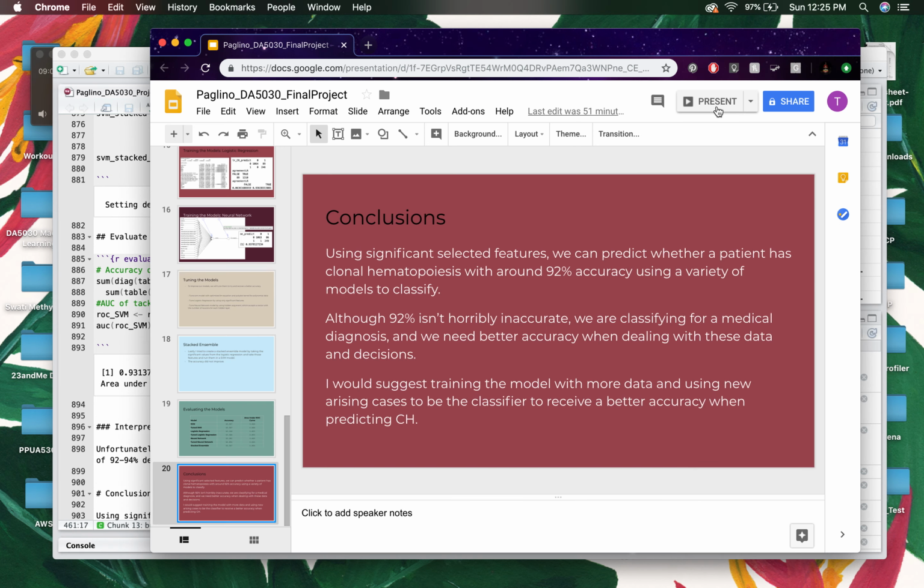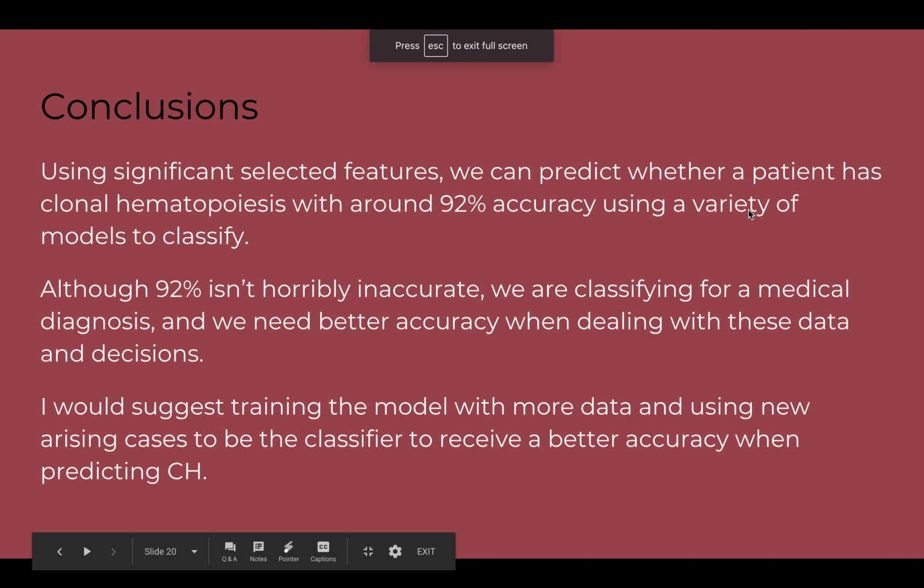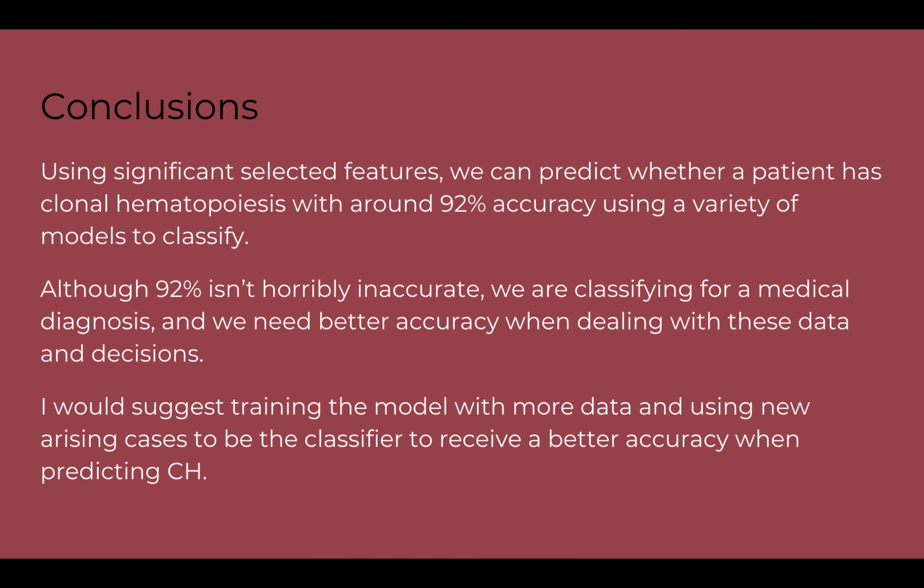And lastly, I just want to go over some conclusions that I had about my model. So using the significantly selected features, we can predict whether a patient has clonal hematopoiesis with around a 92% accuracy using a variety of different models to classify. Although 92% isn't horribly inaccurate, we are classifying for a medical diagnostic, so we need better accuracy when dealing with these kinds of data and decisions.